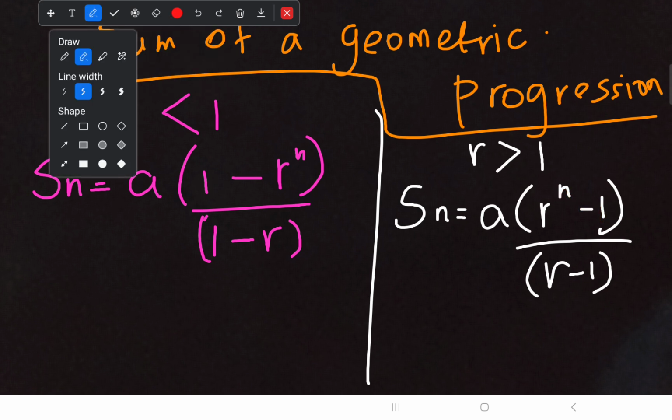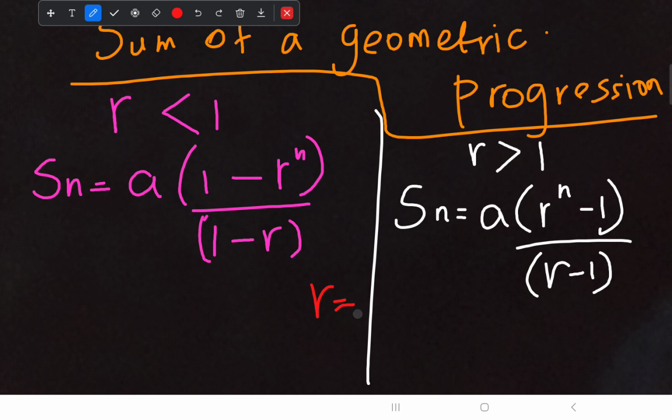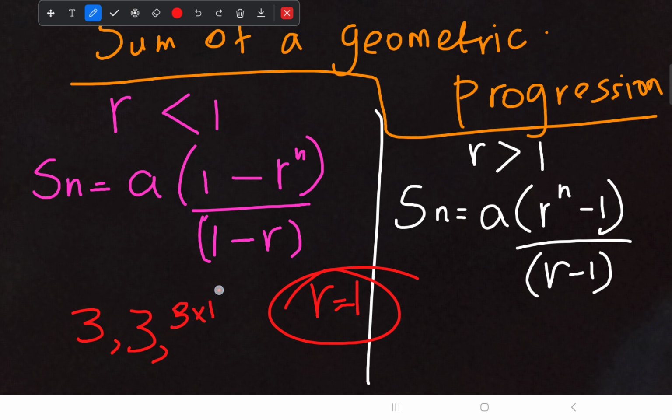Another case: if R equals 1, that is not considered a geometric progression. That is a normal number pattern. For the first term, I'll write 3. Our second term is 3 into R to the power of 1, so 3 into 1 is 3. Third term, 3 into 1 to the power of 2, that is 3. 3 into 1 to the power of 3 is also 3. This is not a geometric progression. If R equals 1, it is not considered a geometric progression.